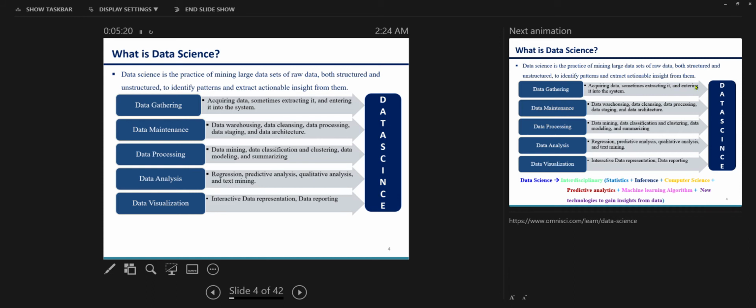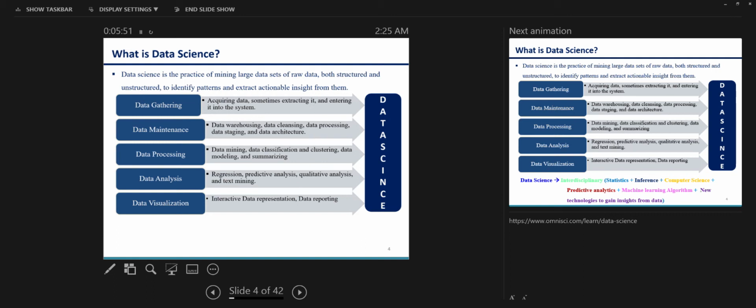Data science depends on five important features. First is data gathering, where we acquire the data, sometimes extracting it or entering it into the system. So we are collecting or storing some data for that. Then second is data maintenance.